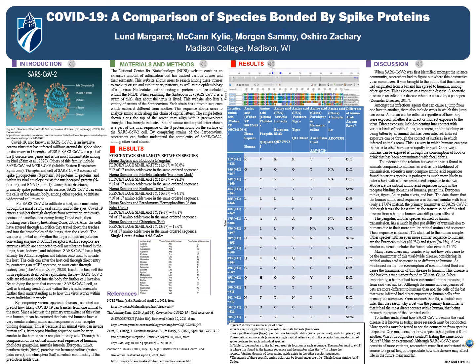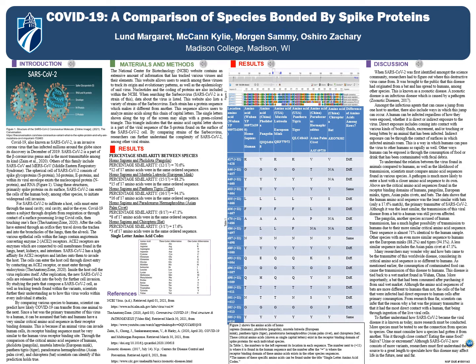This is because if an animal virus can invade human cells, its receptor binding sequence must be very similar to the human virus receptor binding site. Through the comparison of the critical amino acid sequence of humans, pangolin, European mink, tiger, Asian palm civet, and bat, scientists can identify if this prediction holds true.